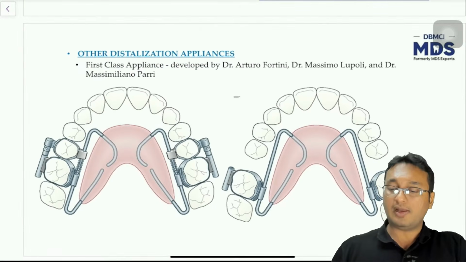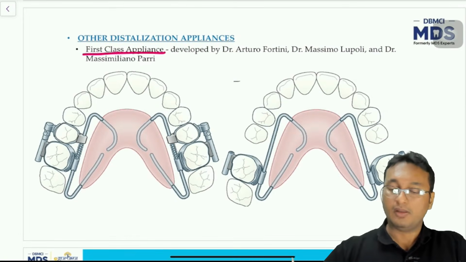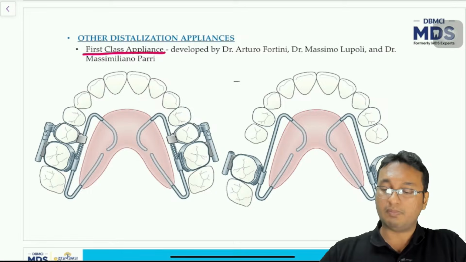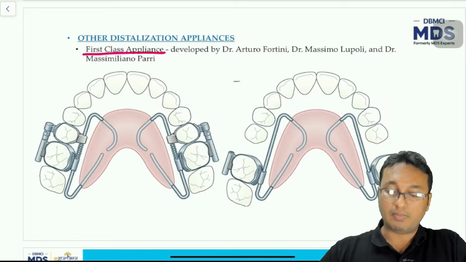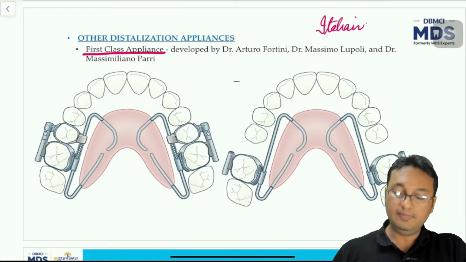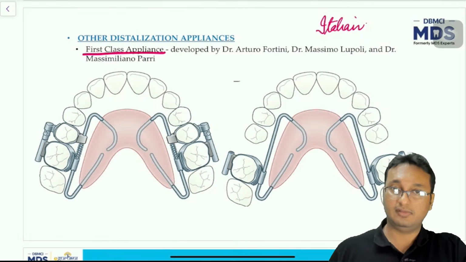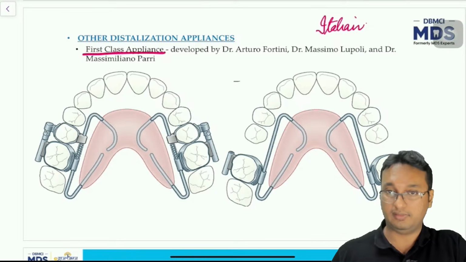And the fourth option asked in the question was first class appliance, which was developed by Dr. Arturo Fortini, Dr. Massimo Lupoli, and Dr. Massimiliano Pari. These are Italian researchers, and this is what it looks like. It's an intraoral molar distalization appliance. That is first class appliance.